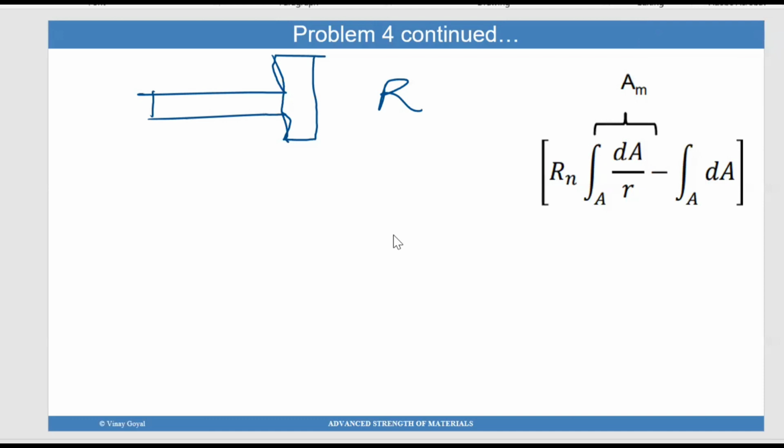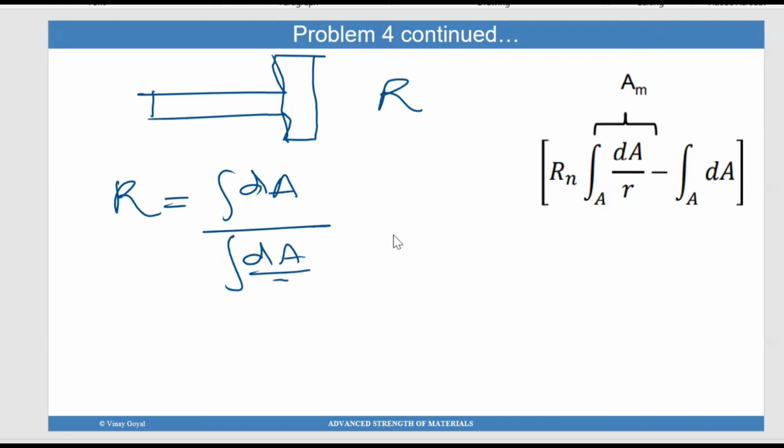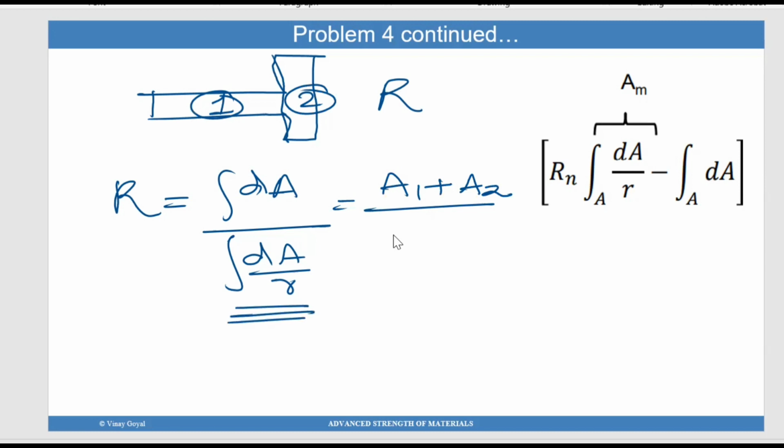And that formula basically says that R equals integral dA upon integral dA by R. The integration would have been easy if it was a circle, for example. So you know what integral dA is. But now it is like two separate blocks, and the r's are also separate. So you don't really know what integral dA by R is. So what I'm going to do is separate it into two parts. I know what the numerator is. That is simple. It's A1 plus A2. And now I have to find what the denominator is going to be, right?